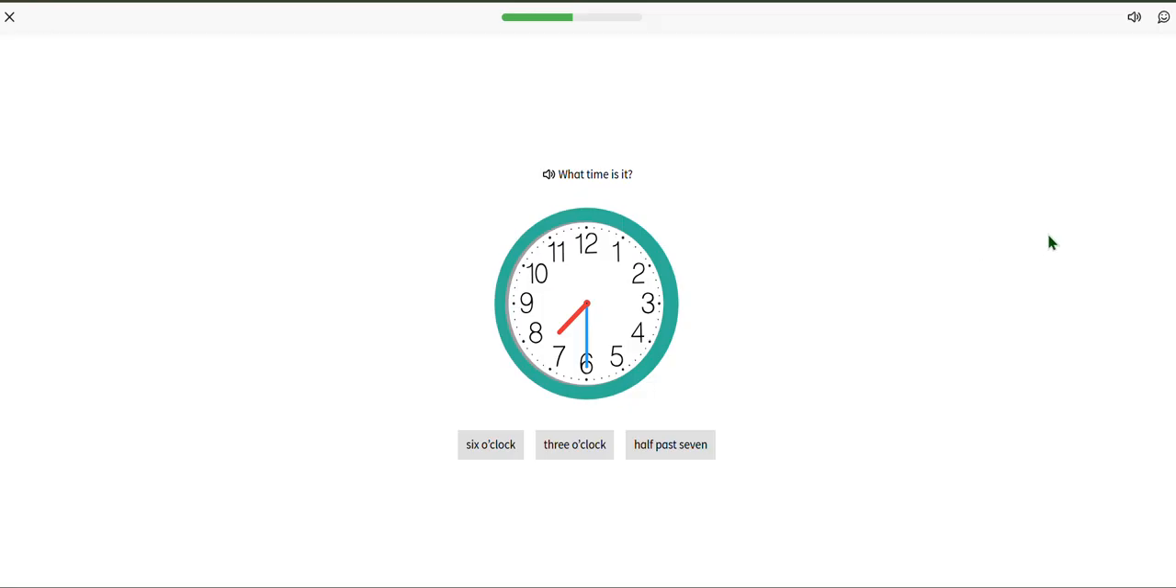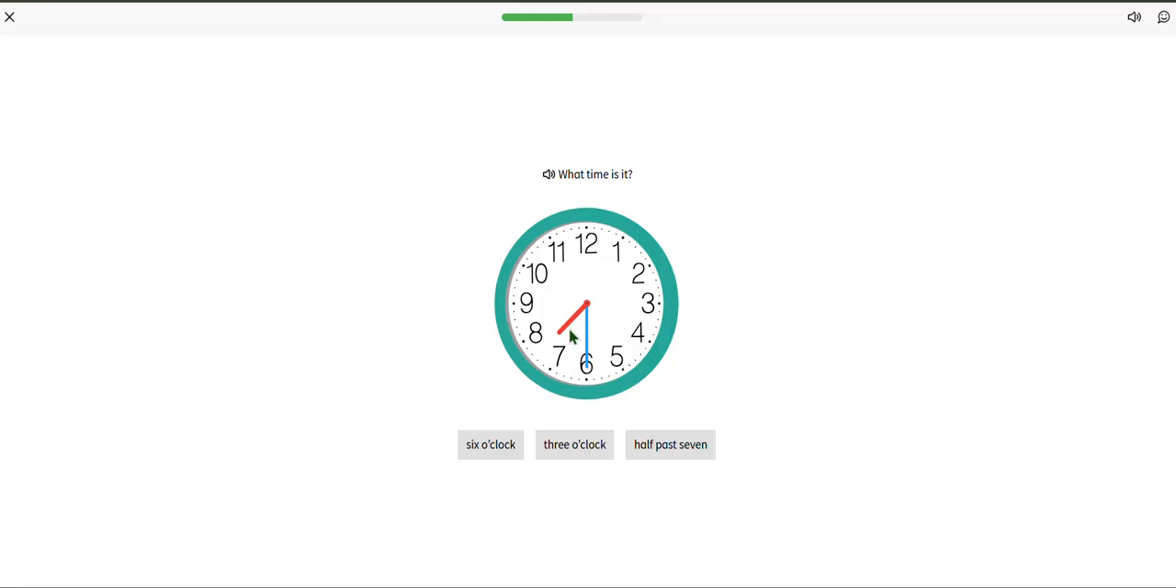Now we've changed it, and our hour hand is pointing somewhere in between 8 and 7, but our minute hand is pointing at 6. Because our minute hand is pointing at 6, that is 30 minutes, since we know that 1 hour is equal to 60 minutes. The fancy way of saying it is half past something. We know, because it's our only answer choice, that it's half past 7, but let's discuss this a little bit.